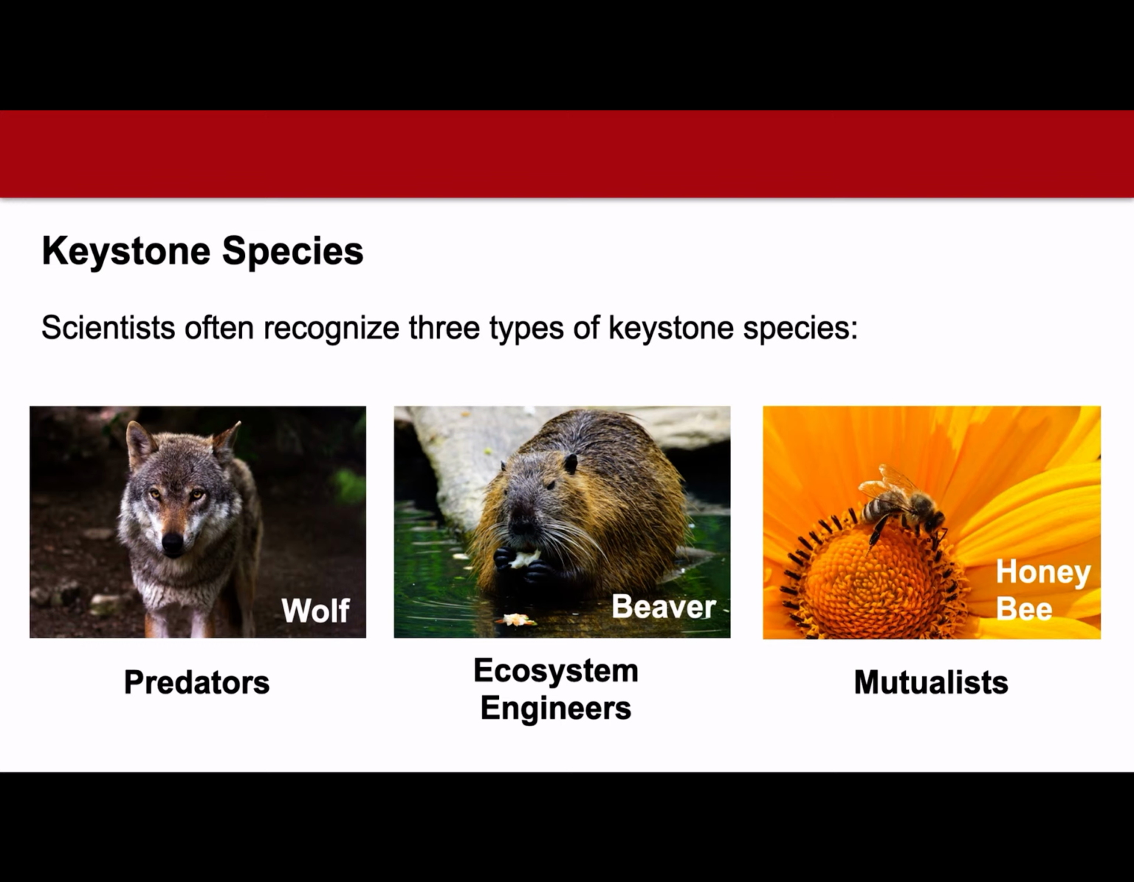Mutualists interact between two or more species to the benefit of both species involved. For example, bees feed on the sugary nectar of flowers and in doing so help the flowers reproduce by spreading pollen from flower to flower to fertilize the species. Ecologists recognize other categories of keystone species too, more than the three mentioned here.